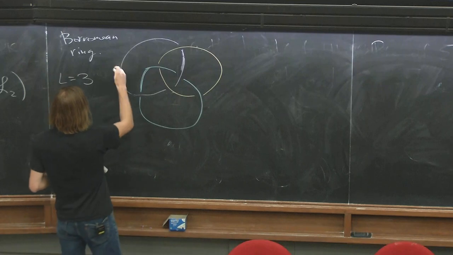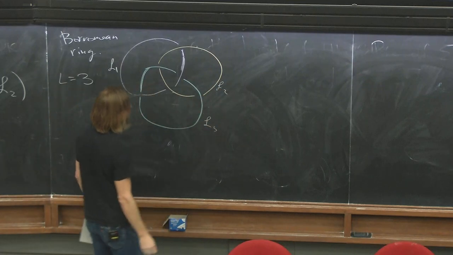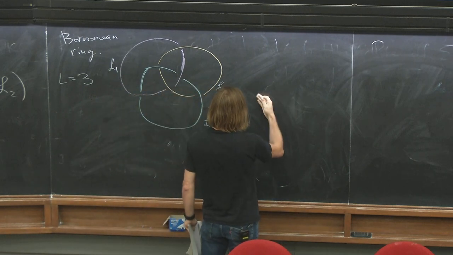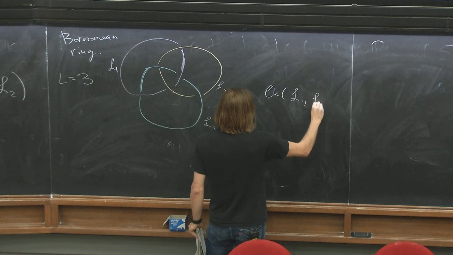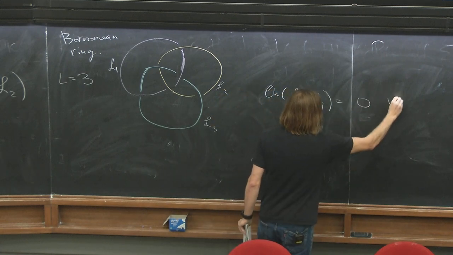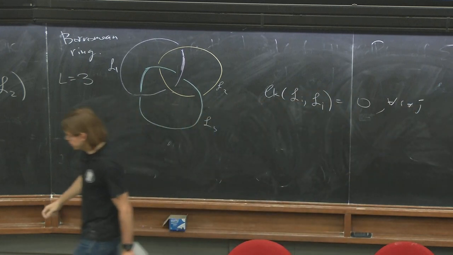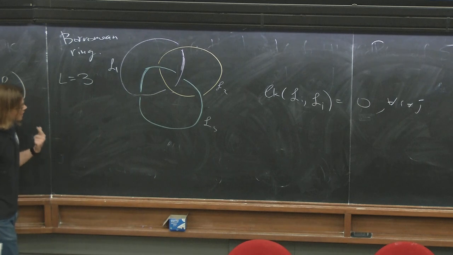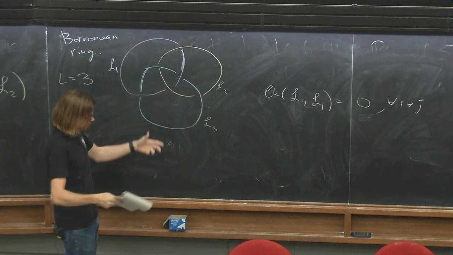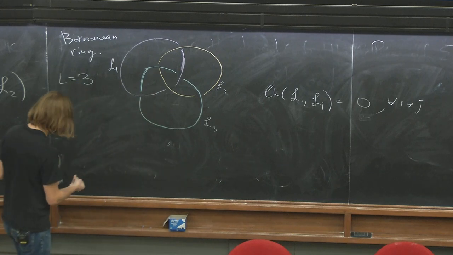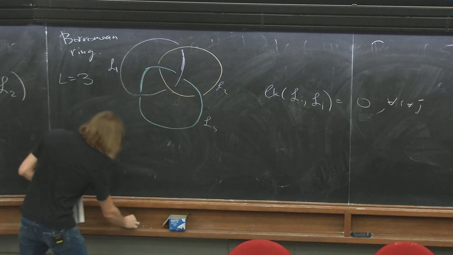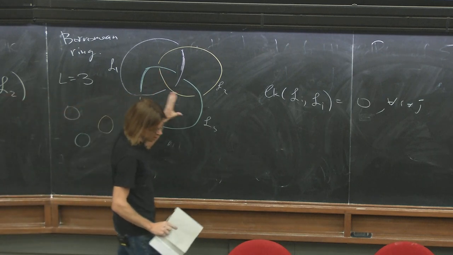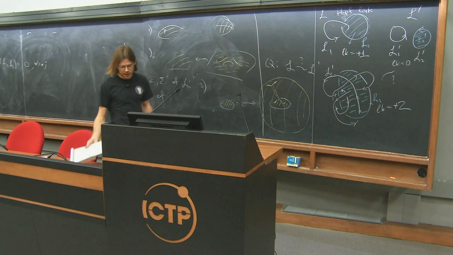So let me label component one, component two, and component three. It's easy to see that if I just take a pair, each pair can be easily separated. And indeed, this is in agreement with the fact that if you calculate the linking number for each pair, it will be zero. So is there a similar simple invariant which gives something non-trivial here and is zero for the situation when they are all separated? We can find some quantity which tells us how triples of circles can be linked together.